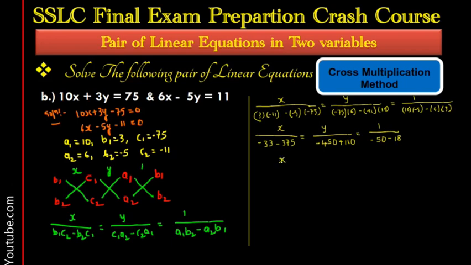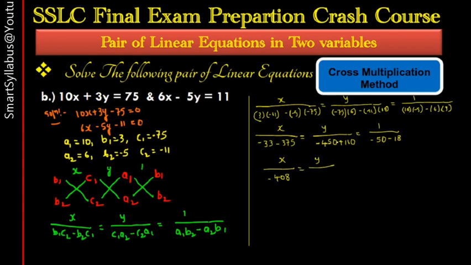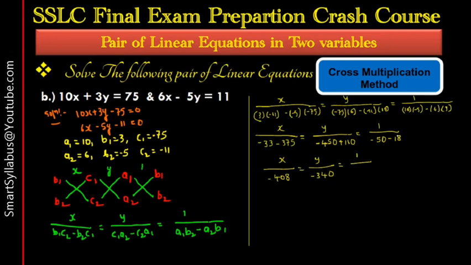The next step, x upon minus 33 minus 375. Both the numbers have the same sign, so we have to add them. 375 plus 33 is 408 with a minus sign. That's equal to y upon, both the numbers having different signs, so we subtract them. 450 minus 110 gives 340 with the minus sign because of the greater number. That's equal to 1 upon minus 50 minus 18. Both numbers have the same sign, so we add them, minus 68.